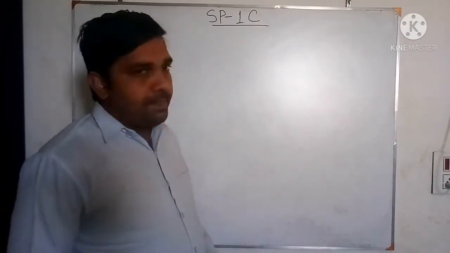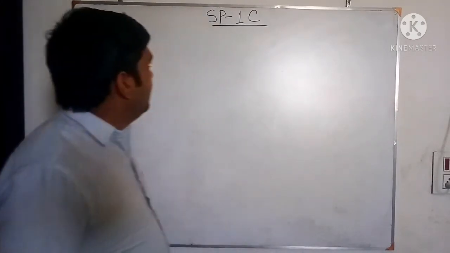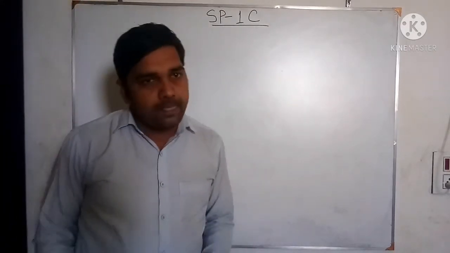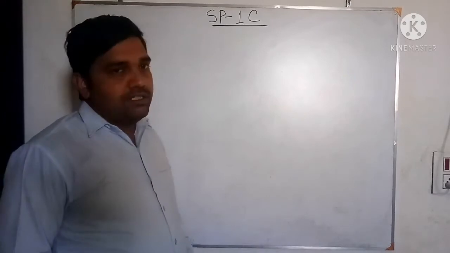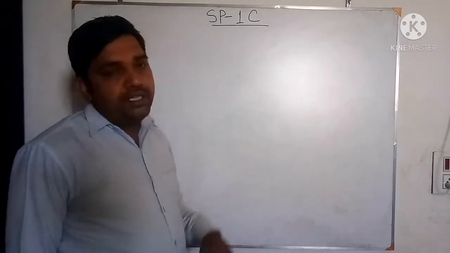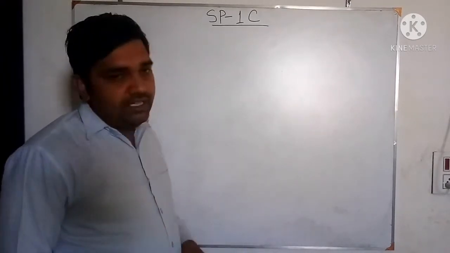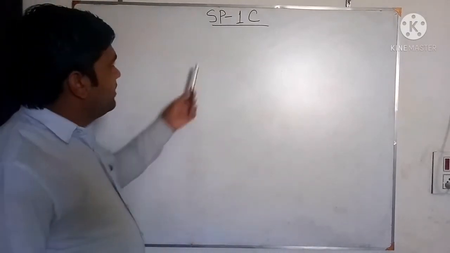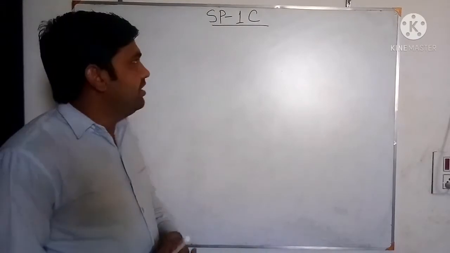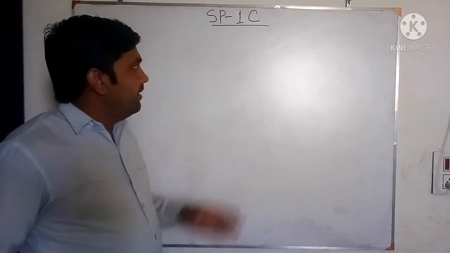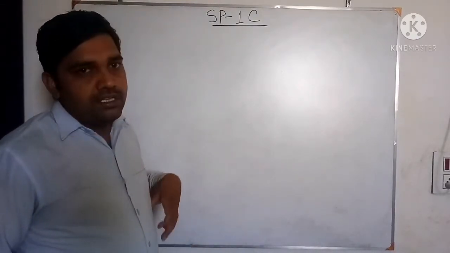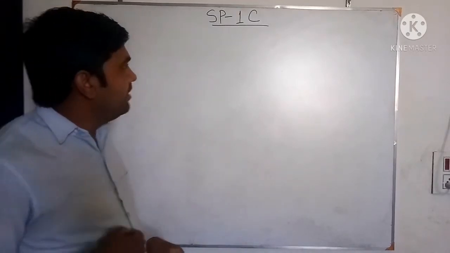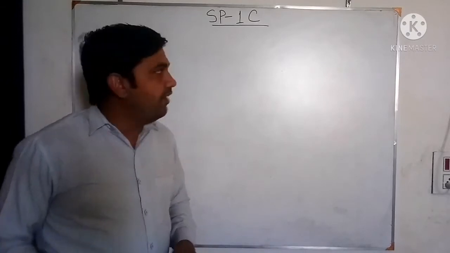Unit 1, integers. In that unit today we will start a new exercise, self practice 1C. In the last class we solved self practice 1B. Now today we will start self practice 1C. Self practice 1C is based on the multiplication of integers. In this exercise we will deal with questions on multiplication of integers. Here we multiply the integers with each other and find their product.